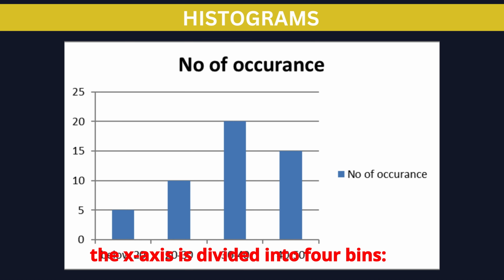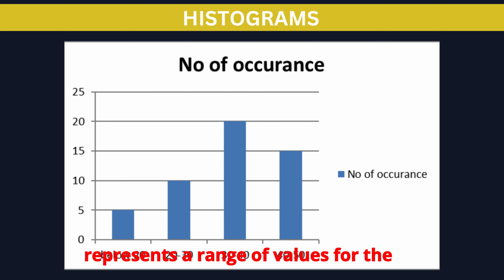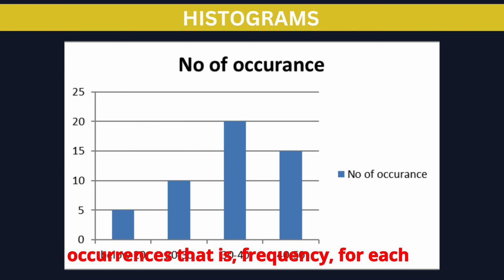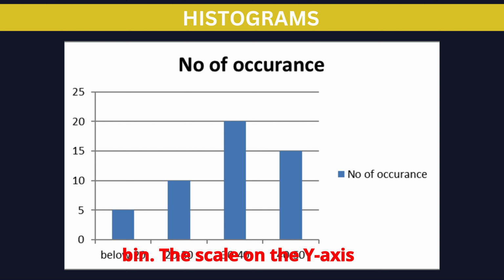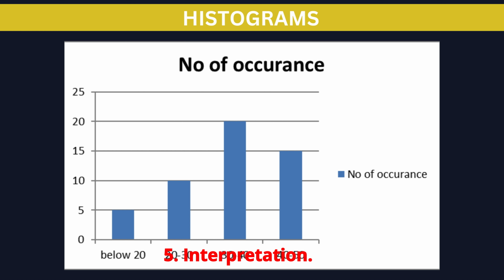Here, the X-axis is divided into 4 bins, intervals. Below 20, 20 to 30, 30 to 40, 40 to 50. Each bin represents a range of values for the variable being measured. The Y-axis represents the number of occurrences, that is, frequency, for each bin. The scale on the Y-axis goes from 0 to 25, with intervals of 5.